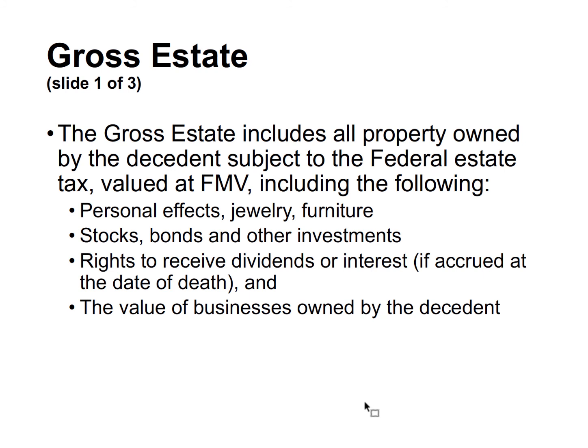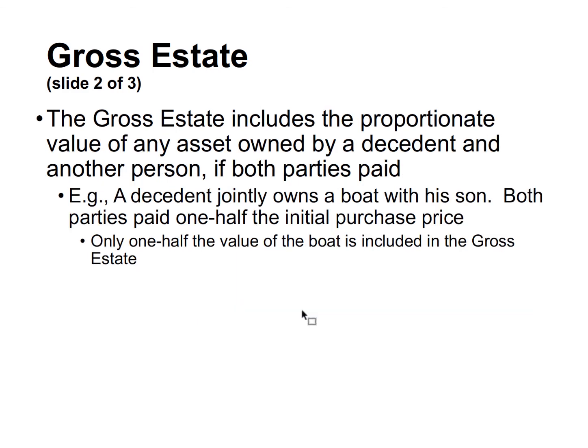Like if you hold a bond, and it pays interest every, let's say, 6 months, and the person dies between payment periods, maybe 2 months in, well, there's accrued interest on that, and that has to be recorded as part of that bond. And the value of a business owned by the decedent upon death. So that's really the major things. There are obviously other things as well, but those are the big assets that go into the gross estate. The gross estate also includes the proportionate value of any asset owned by a decedent and any other person if both parties paid.